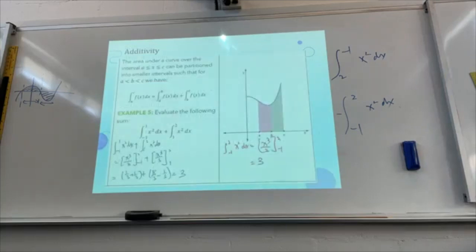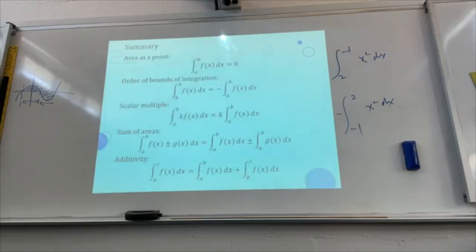Now, an important one for you to have. It's not in your formula sheet, but you don't really have to write it down in your notes. You should know all this. What is the area at a point? 0. Order of bounds of integration: A to B is minus B to A. Scalar multiple: integrating k f(x) is k times the integral of f(x). Sum of area: f(x) plus g(x), you can integrate f(x) and then integrate g(x).